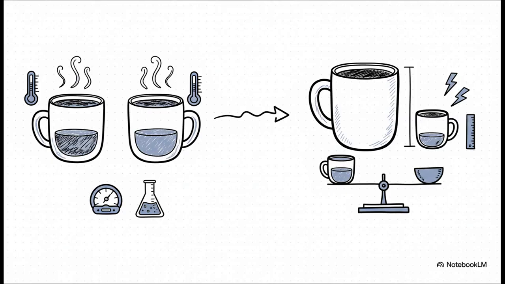Now these properties, they actually come in two flavors. First, you have intensive properties. These don't care about how much stuff you have. The temperature of the coffee in your mug is the same whether the mug is full or half empty, right? Then you have extensive properties, which absolutely depend on the size. The total mass or volume of your coffee is definitely different if the mug is half empty. It sounds simple, but trust me, knowing this difference is super important later on.